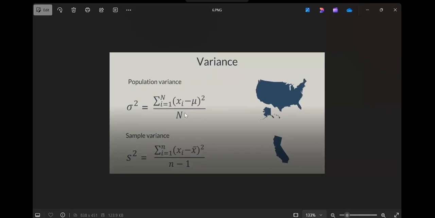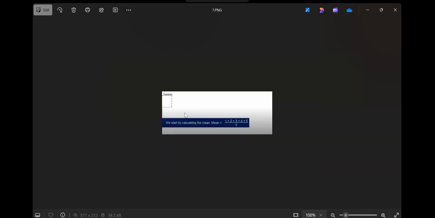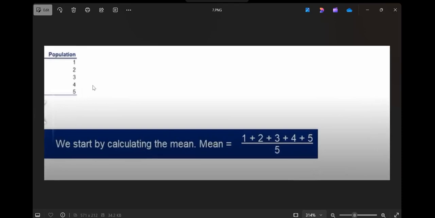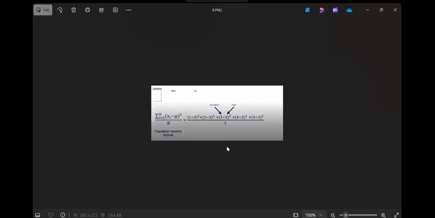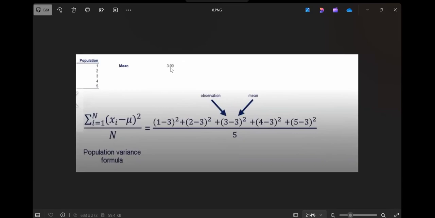Okay, I'll give one example. Come back to this equation. Assume I have a data set: how many data points, how many records do I have? 5: 1, 2, 3, 4, 5. Can we compute the mean? 1 plus 2 plus 3 plus 4 plus 5, divided by 5. So can I say the mean is equal to 3?